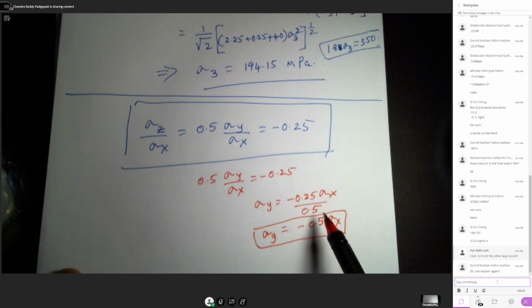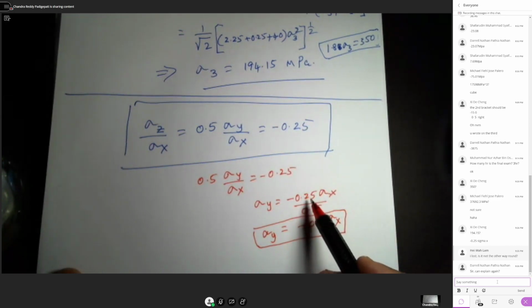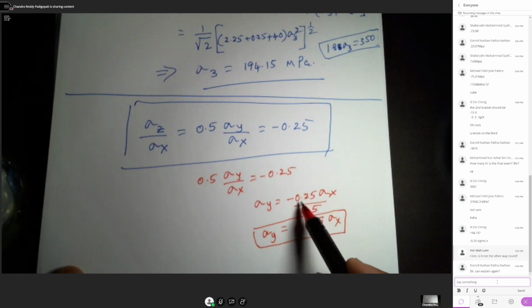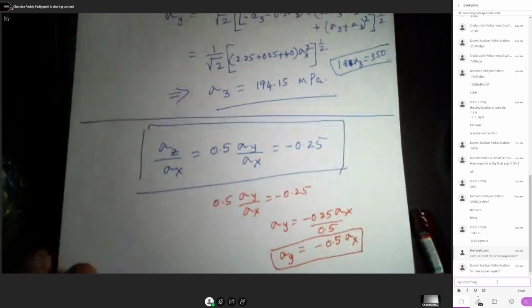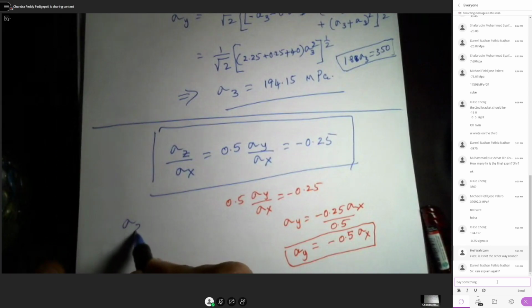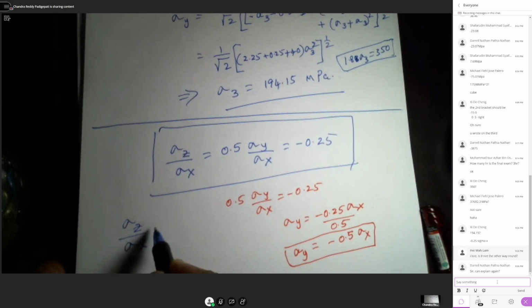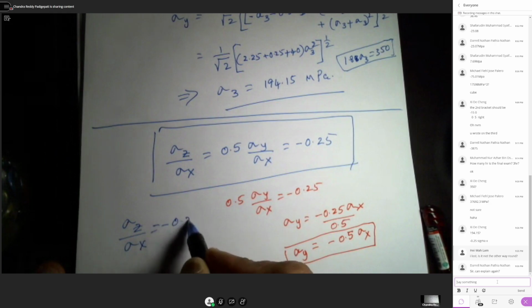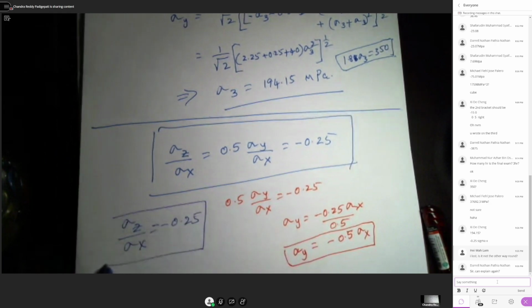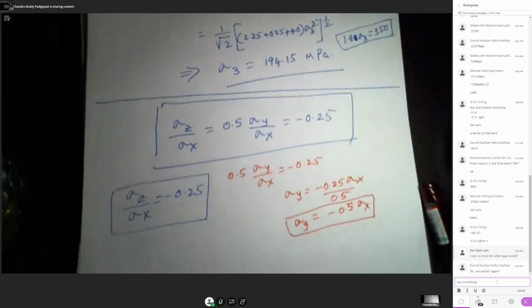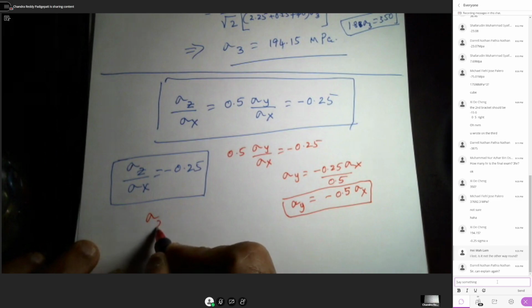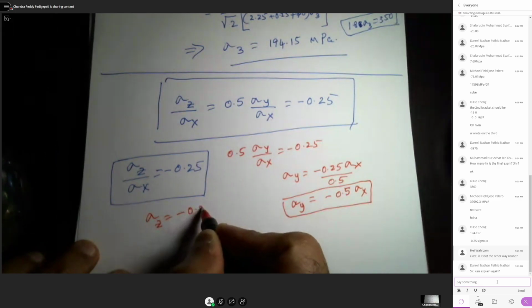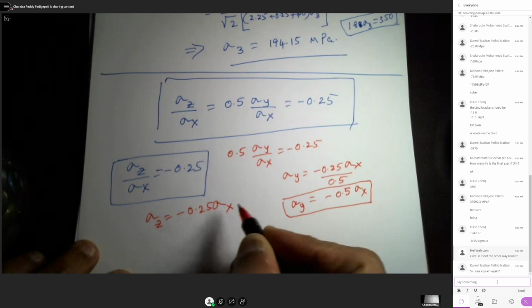So 0.5 is 1 over 2, so you are just multiplying this as 2 by 1. So if you multiply this, 2 times 0.25 becomes 0.5, negative. Okay, so the second part, I can simply write sigma z over sigma x is equal to negative 0.25. So from here, sigma z is equal to negative 0.25 into sigma x.